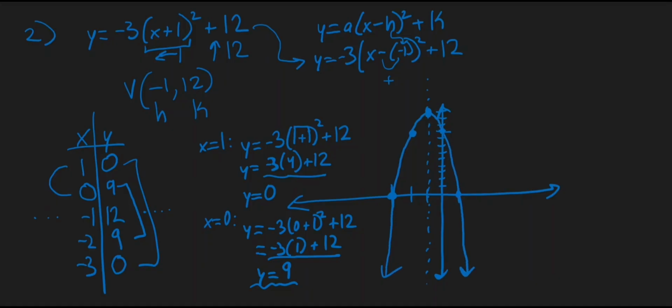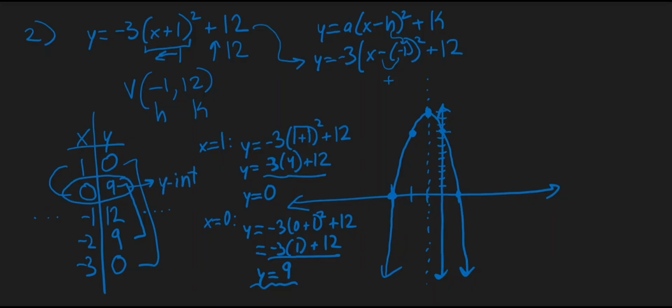From here, let's just get the x-intercepts and the y-intercepts. I believe we already got the x-intercepts, which would be (1, 0) and (-3, 0). And let's just get the y-intercept quickly. I think we got that as well. That's (0, 9). So this would be the y-intercept.